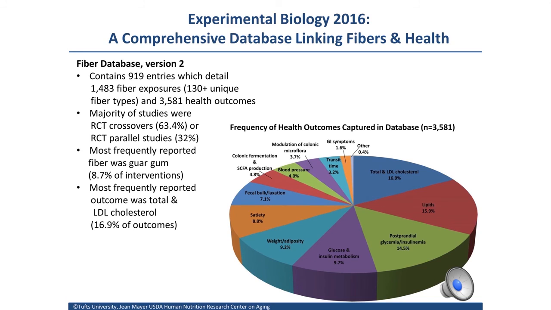So just to give you a few quick highlights, Dietary Fiber Database version 2 contains 919 entries, which detail over 1,400 fiber exposures and over 3,500 health outcomes. The majority of studies were randomized control trial crossovers, but there was also a fair number of randomized control trial parallel studies. Guar gum was the most frequently reported fiber, and total and LDL cholesterol were the most frequently reported outcomes.